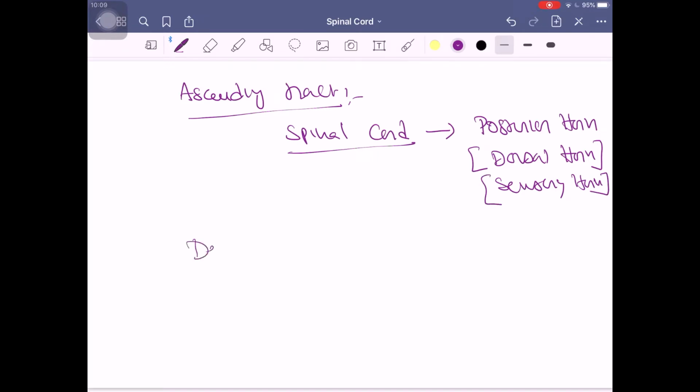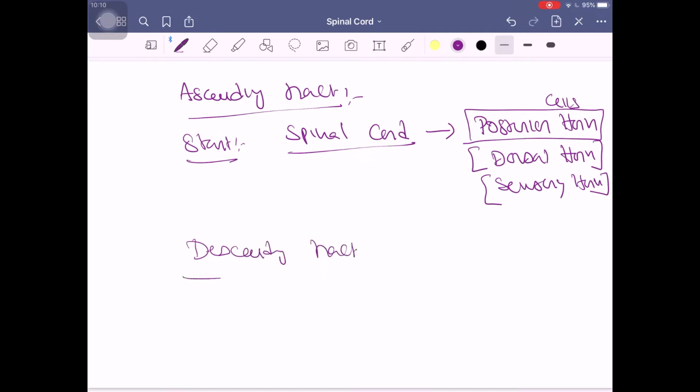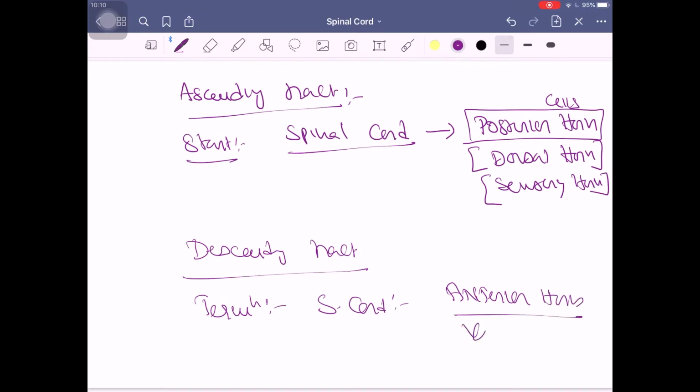The same way with a descending tract. In an ascending tract, it starts from your posterior horn cells, which are your sensory neurons. In the same way, for your descending tract, it is a termination. Here the termination of your tracts is happening in the spinal cord. So where will it terminate? It will be in your anterior horn, which is also called the ventral horn, and it is the motor horn.